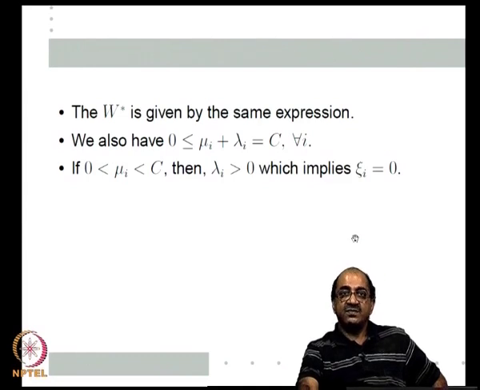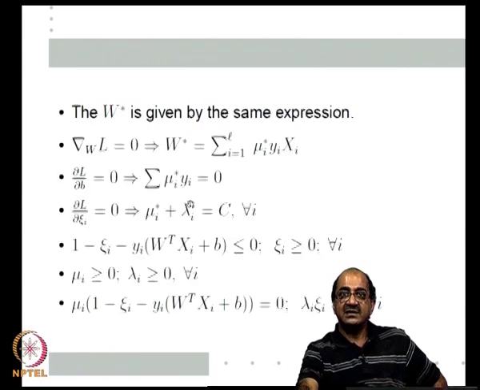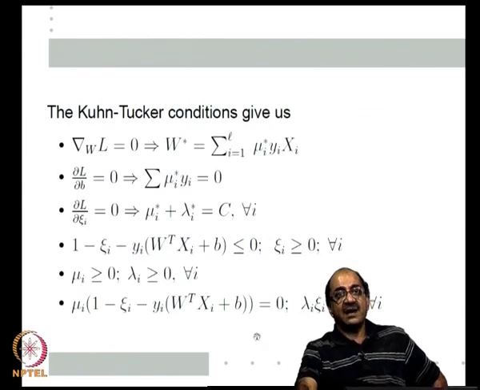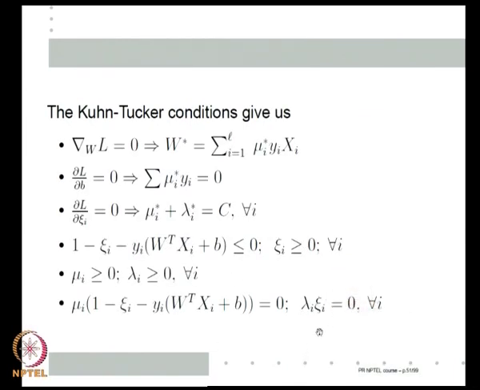Right. So, if I consider any mu I so that mu I is strictly between 0 and C, then lambda is greater than 0. So, Ji is equal to 0, and mu I greater than 0. So, this term is equal to 0. In this term, I know Ji is equal to 0. I get 1 minus Y into W transpose Xi plus B is equal to 0.